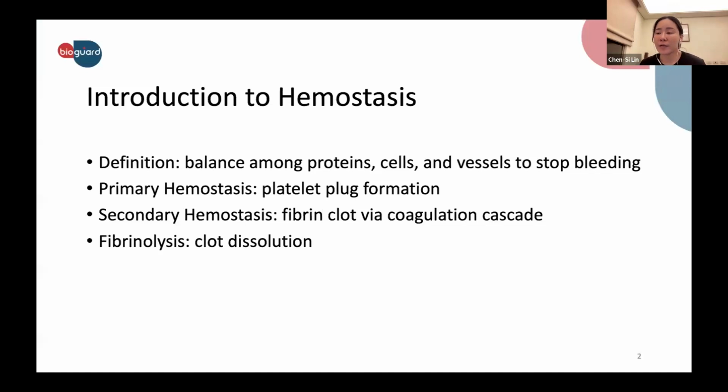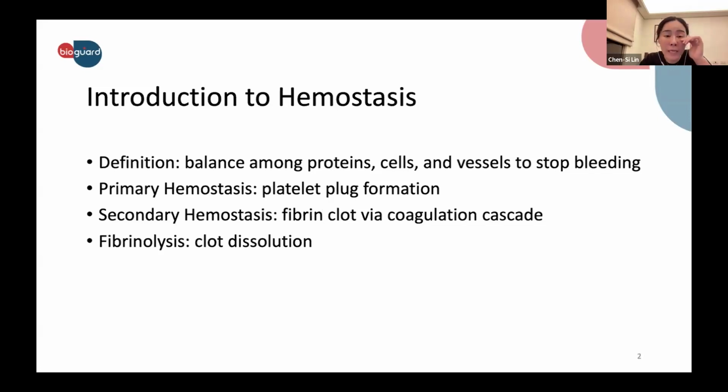The topic today is hemostasis, the body's way of balancing bleeding and clotting. In the whole process, there is a balance among proteins, cells, and blood vessels to stop bleeding. The whole process of hemostasis includes primary hemostasis, secondary hemostasis, and fibrinolysis. In primary hemostasis, platelets stick together at the damaged endothelium and form a loose plug.